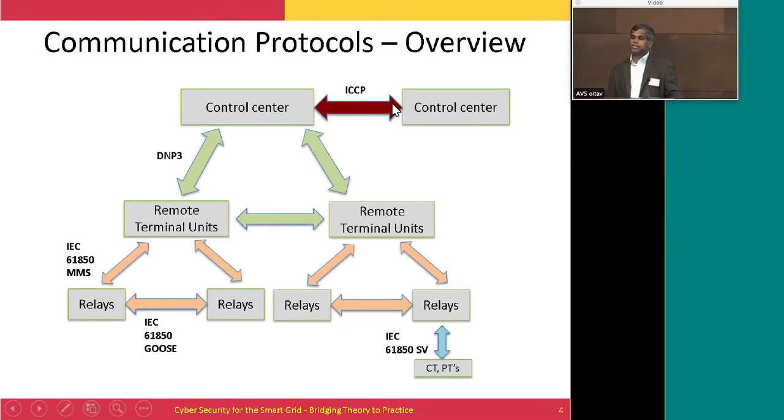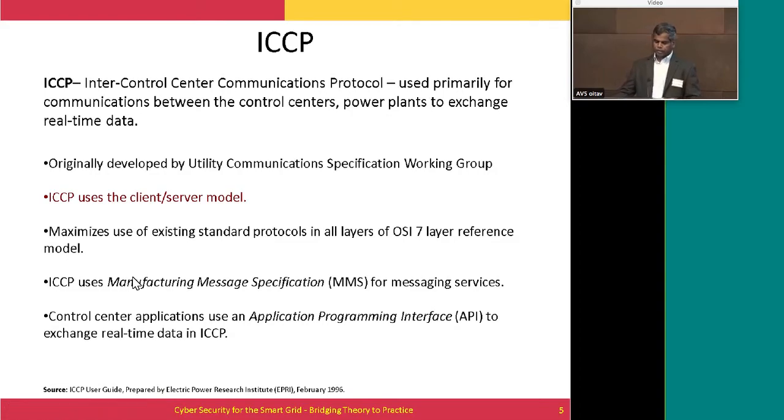Then you have ICCP, the Inter-Control Center Protocol. Two control centers talk to each other via an ICCP link, or a control center at a utility talks to a regional control center, for example MidAmerican communicating with MISO. Those kinds of links typically use ICCP. So essentially, these are the three major protocols used: ICCP, DNP3, and IEC 61850. So just a quick intro about each one of them.